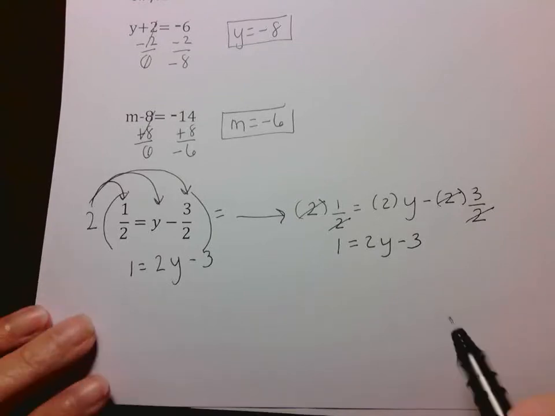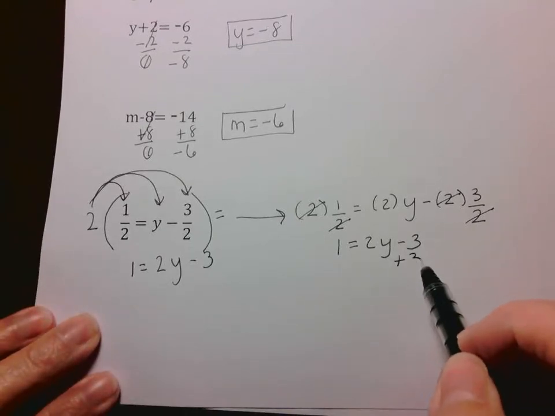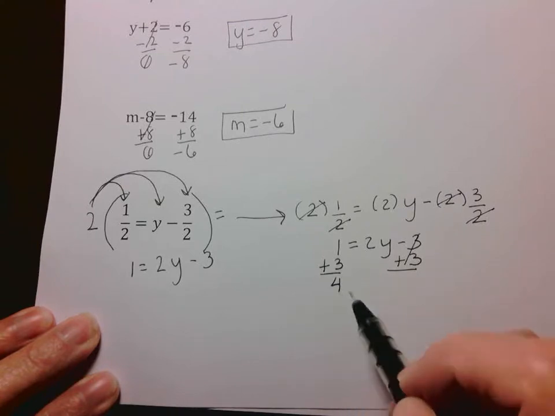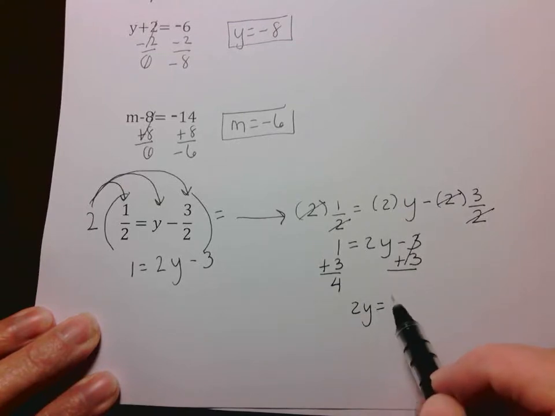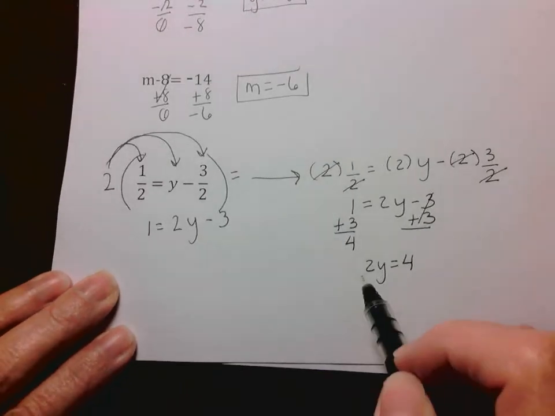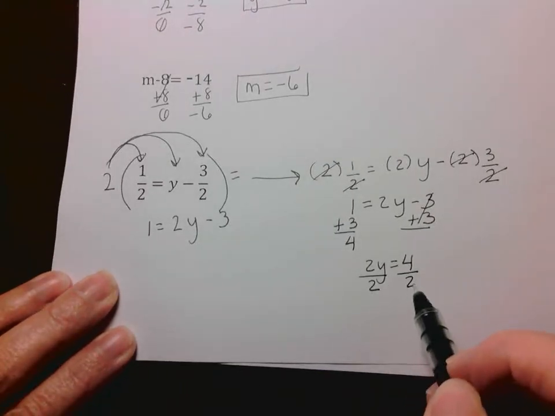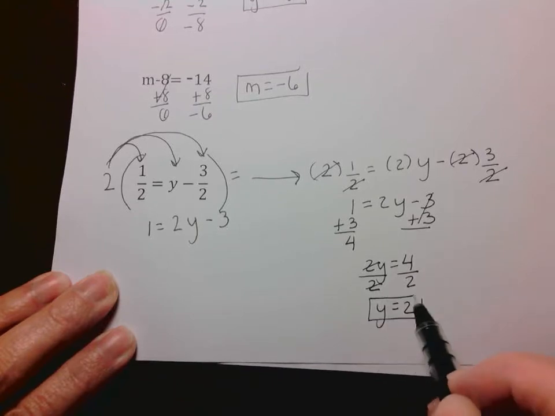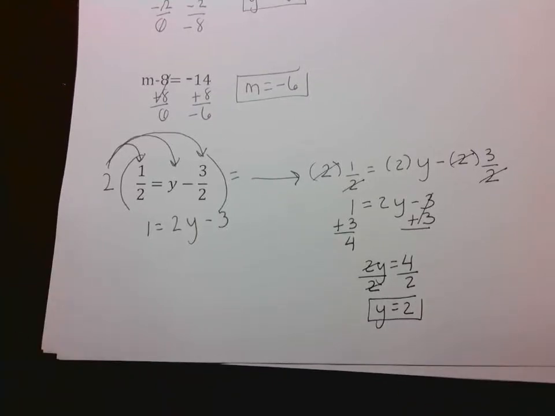And so then how do I solve it from there? I'm going to add 3 to both sides. And then I divide both sides by 2. And there's my answer. So that's how I want you to solve those problems. So if you didn't solve it that way, I want you to hit pause on the video right now and go ahead and redo it.